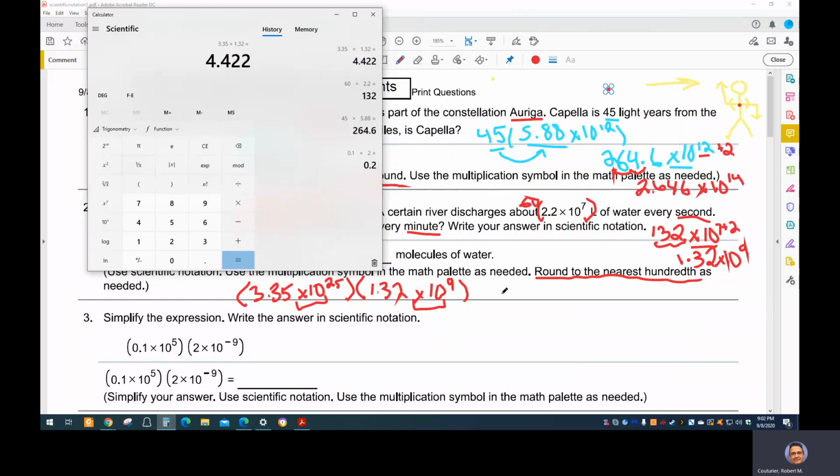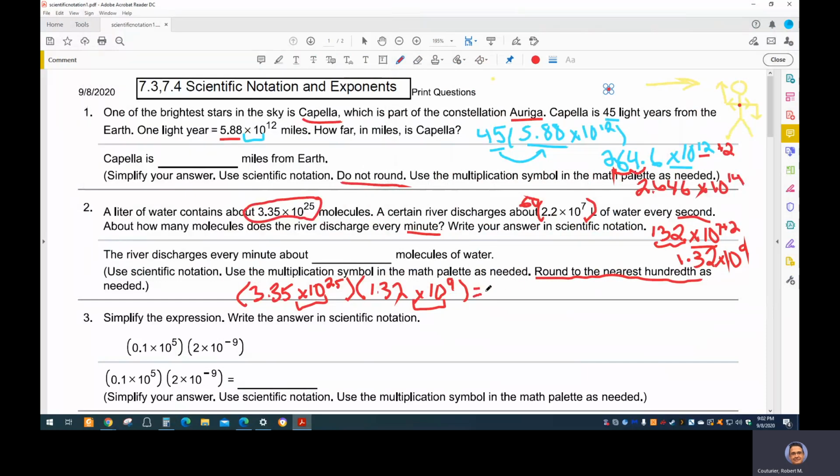So let's write this. This is going to equal 4.42. The base is times 10. And the rule is we have to add these exponents. So we have 25 plus 9. 25 plus 9 is 34.